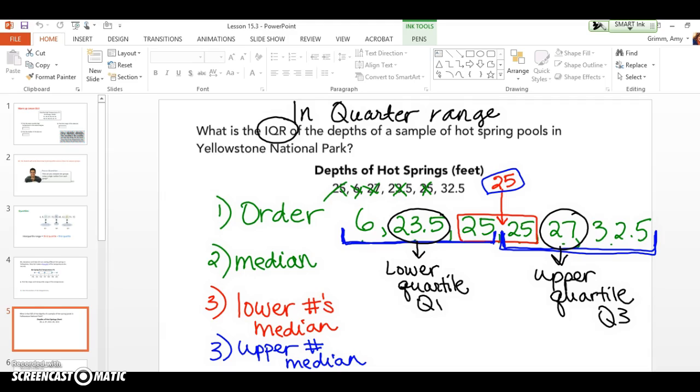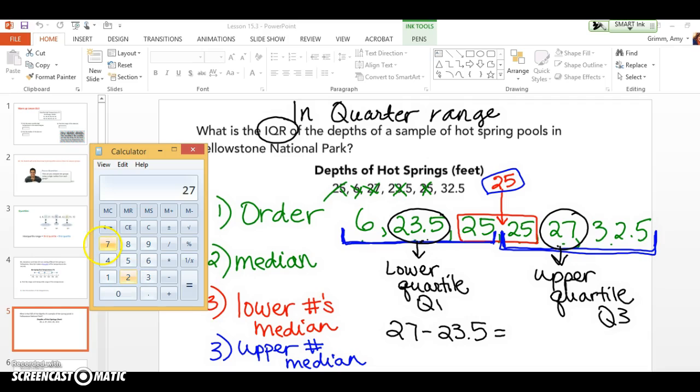How do you find range? It's the same words from Tuesday. Very good. You take 27 minus 23.5 because you're looking for the range of these two quartiles. Okay, so 27 minus 23.5, and I get 3.5. So my answer is 3.5.